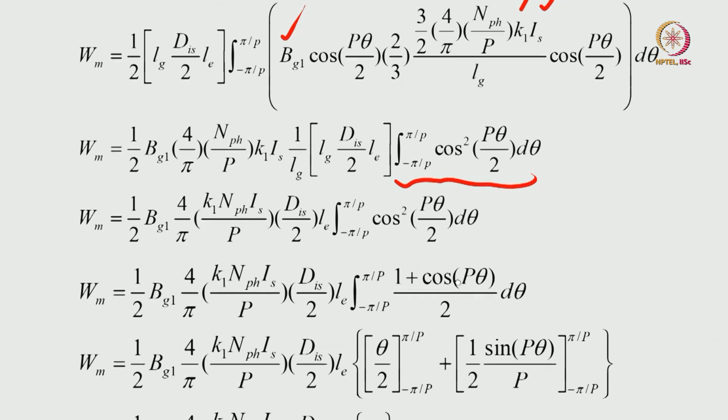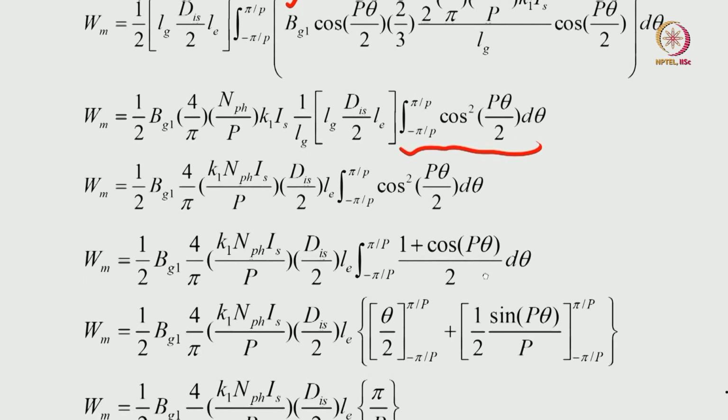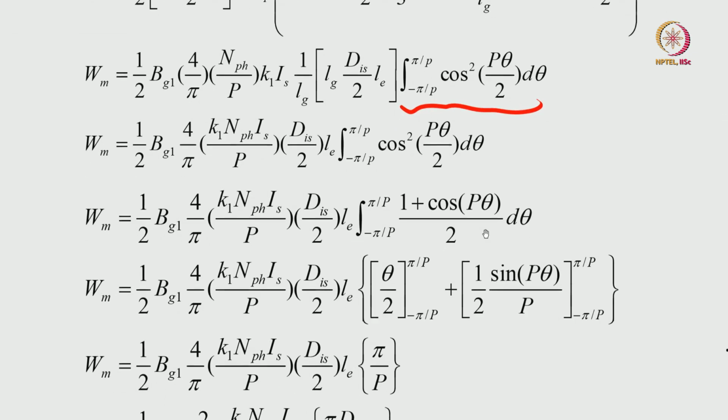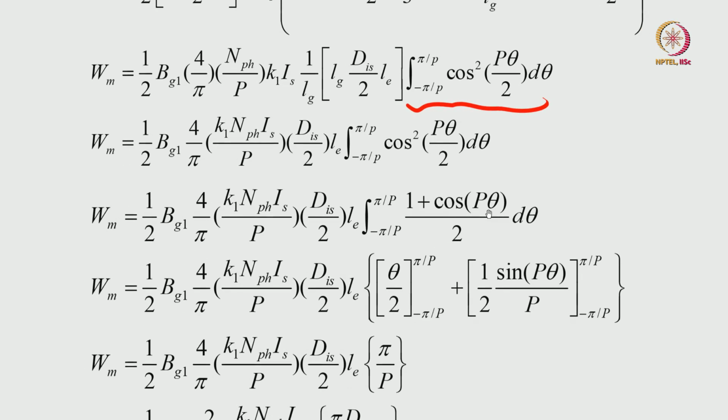If we do the integration for this, cos square theta we can represent as 1 plus cos 2 theta by 2. Here the 2 theta by 2 will be cancelled, only p into theta will be there, here theta will be the mechanical angle.